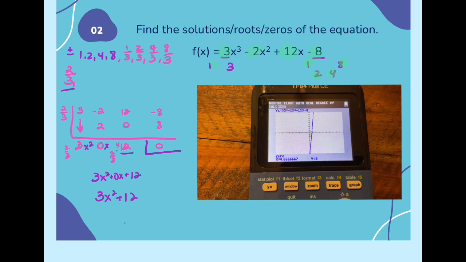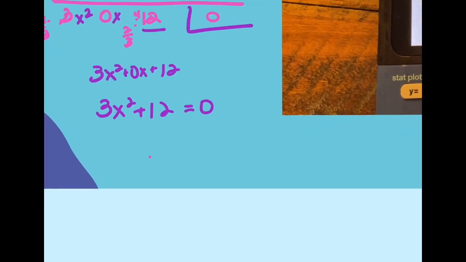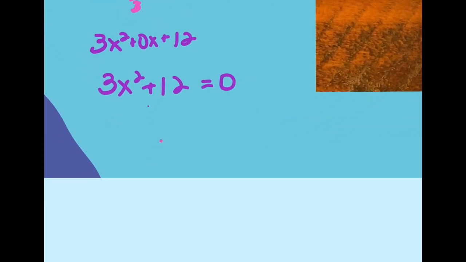From here, I want to set this equal to 0. And I can either use the quadratic where a is 3, b is 0, and c is 12. Or because there's not an x squared and an x, I can actually use your even root property. So I'm going to use square roots to subtract the 12. 3x squared would equal -12. Divide both sides by 3. x squared is -4. Square root both sides, making sure to do that plus or minus. That's the even root property.